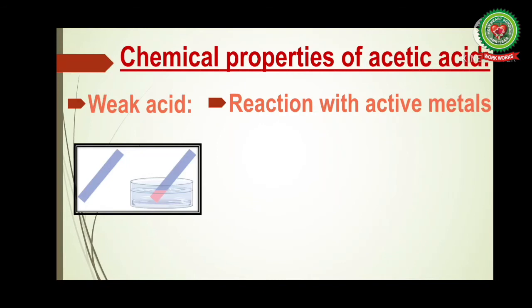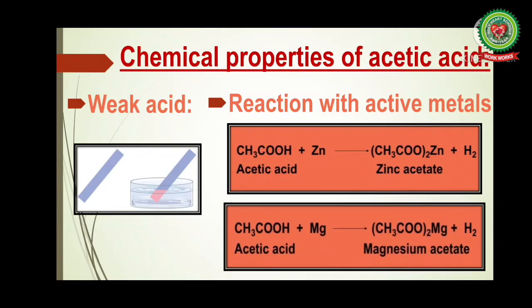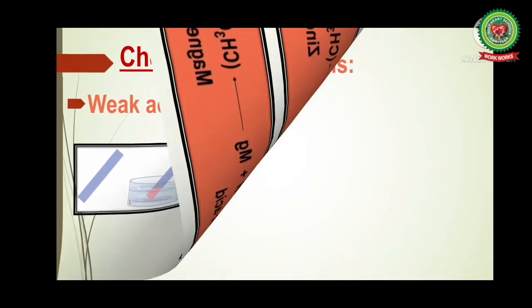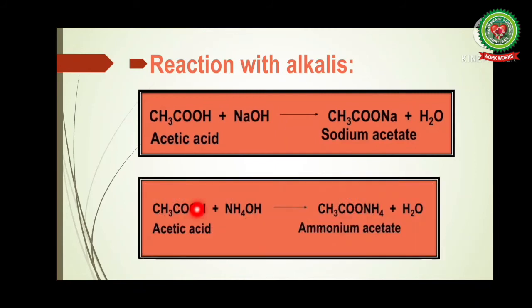Reaction with active metals. Acetic acid reacts with active metals like zinc and produces zinc acetate and hydrogen gas. Similarly, acetic acid reacts with magnesium to produce magnesium acetate and hydrogen gas. Reaction with alkalis. Acetic acid reacts with alkalis like sodium hydroxide to produce sodium acetate and water. Similarly, acetic acid reacts with ammonium hydroxide to produce ammonium acetate and water.